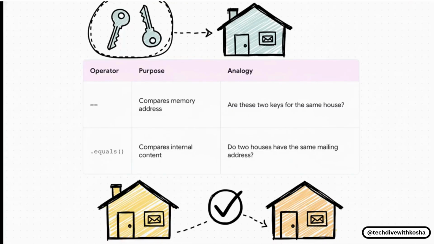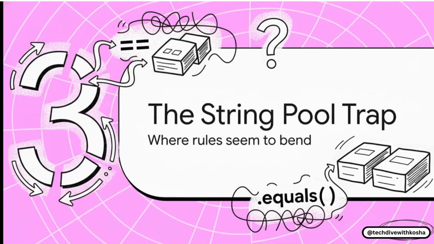Here's a really simple way to think about it. Using double equals is like asking, do these two keys open the exact same door to the exact same house? They have to point to one single physical thing. But dot equals is like looking at the mailing address on two separate envelopes. You could have two different houses on two different streets, but if they both have the address number 123, dot equals says they match. Okay, so you've got it, right? Double equals for memory location. Dot equals for the stuff inside.